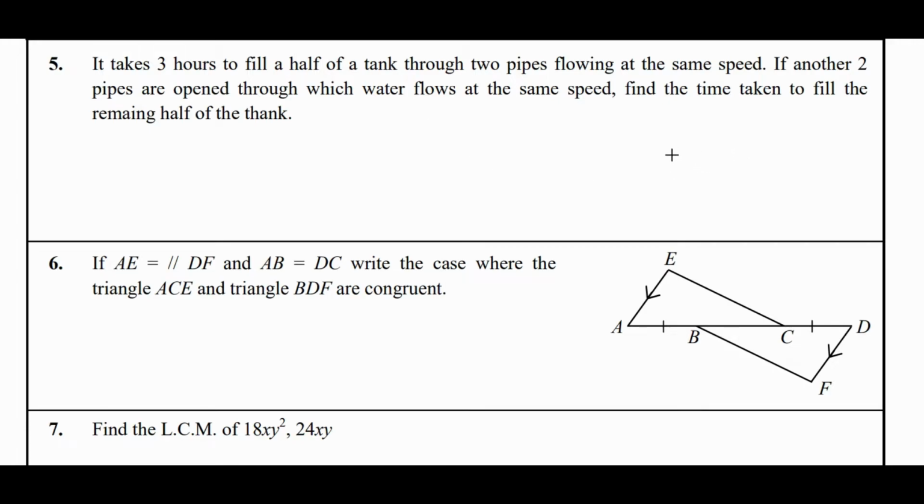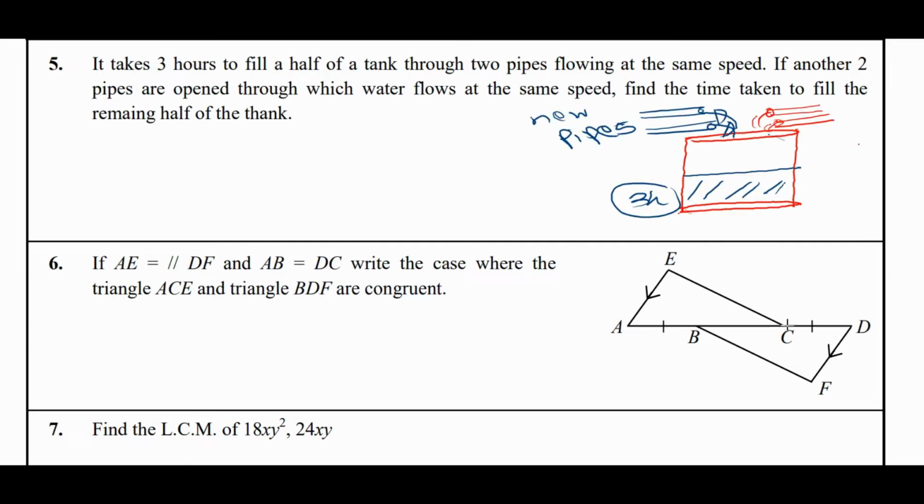Right. I think it's better to draw a small figure. Here is the figure. The red color represents the previous 2 pipes and the blue color represents the new 2 pipes. And this blue color represents the half of the water filled already by now. The special detail here is that the speed of water of all pipes is equal. The number of pipes has doubled. Therefore, the time should be half of the previous value.